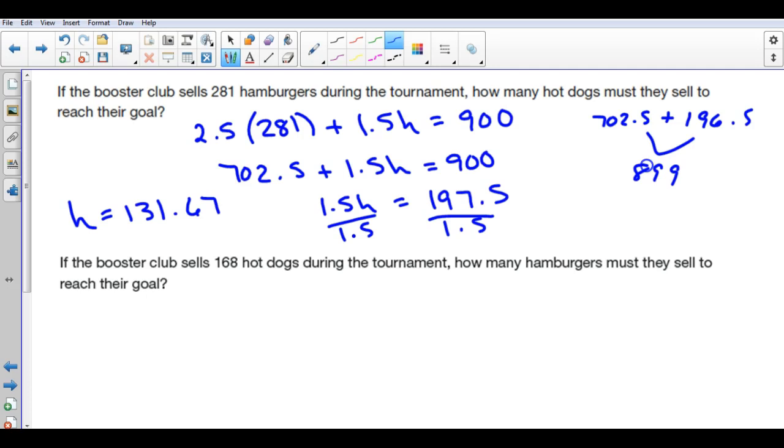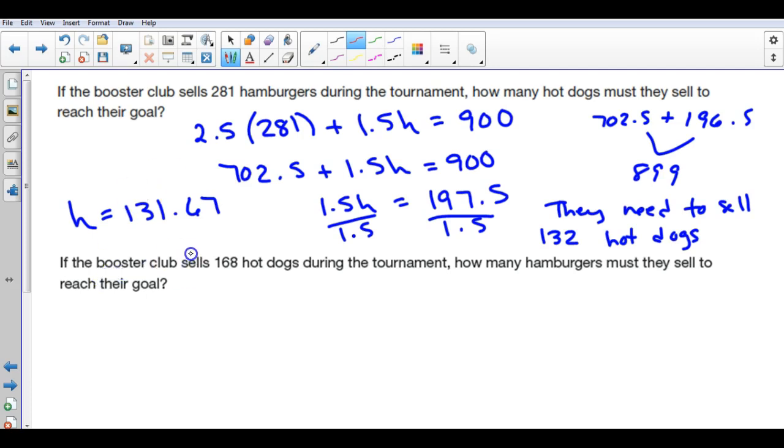There's a problem with that. What are they trying to reach? They're trying to reach $900. So I cannot round this down. So what that means is they need to sell, I need to round up, 132 hot dogs to reach their goal. So if I round down, they don't make enough money. So in order to reach a goal, I need to round up. And that's probably what we're going to do with this bottom one then too.